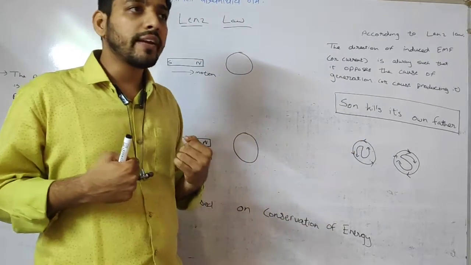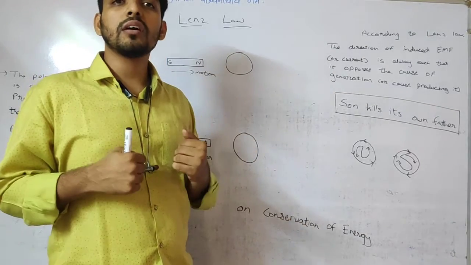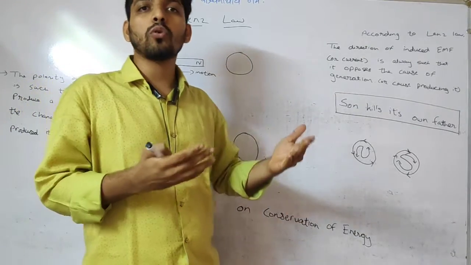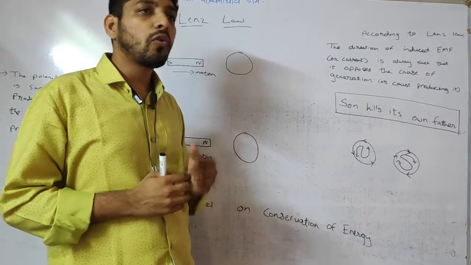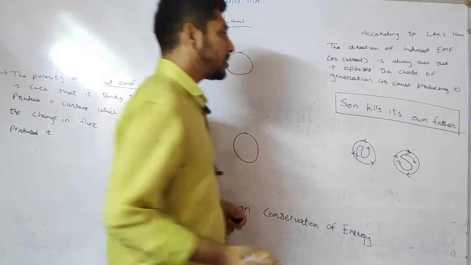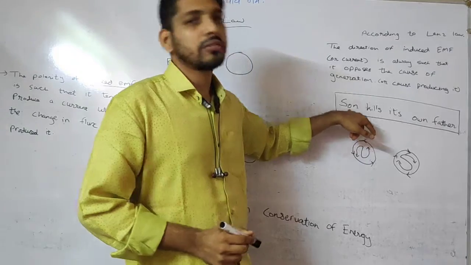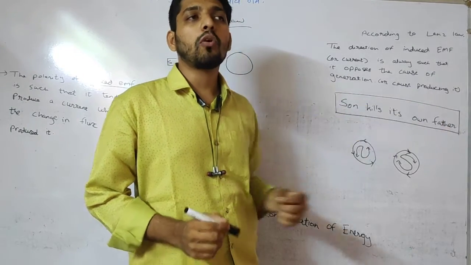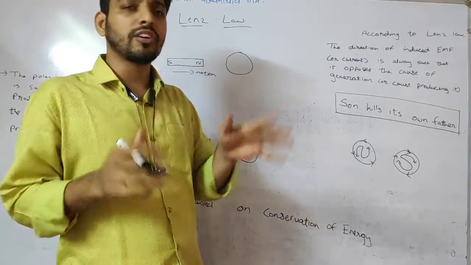Induced current knows that if there is more change in flux, there will be more induced current. But what does the induced current do? It opposes the cause, the reason for its generation. So it decreases the change in flux. In simple terms, the son kills its own father. How is the son produced? The son is produced due to its father. But it tries to kill its own father. Okay, that is just in general terms.